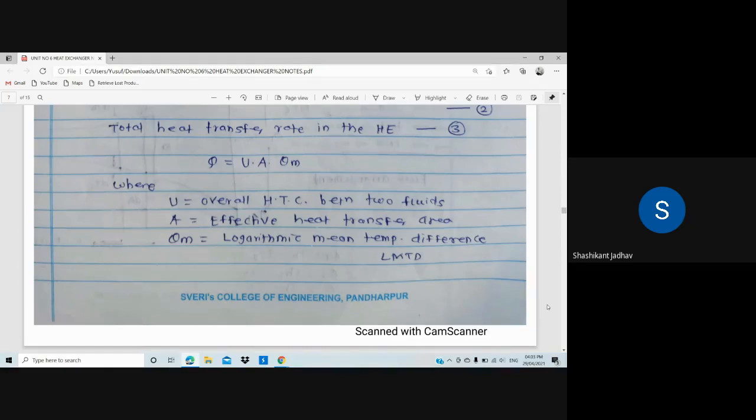So for the whole heat exchanger, we have to use that equation: Q is equal to U into A into theta m, and that theta m is nothing but LMTD. Okay. Yes, sir. Next slide.